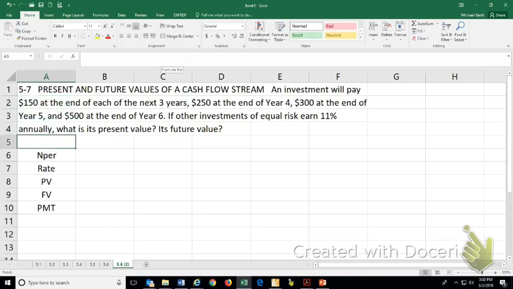Then $250 at the end of year 4, then $300 at the end of year 5, then $500 at the end of year 6. Other investments earn 11% annually. What's its present value? What is its future value?